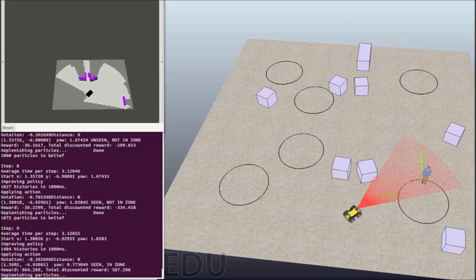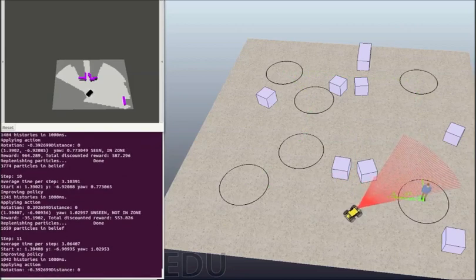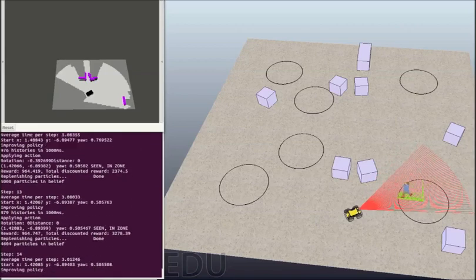If the human passes in front of the robot's laser scanner, the robot receives two observations, both of which are either true or false. The first observation is whether or not the human is visible. The second is whether or not the human is in a zone.